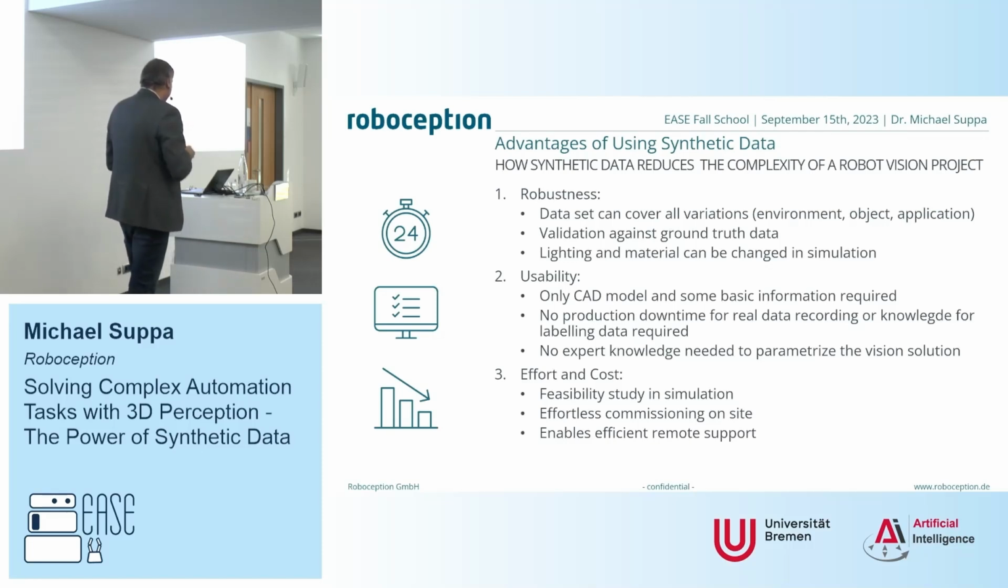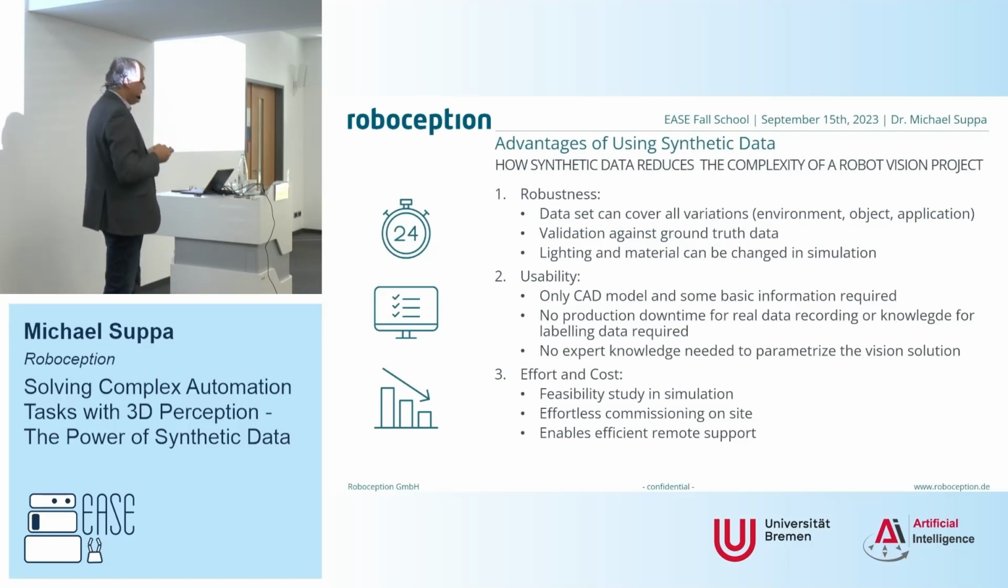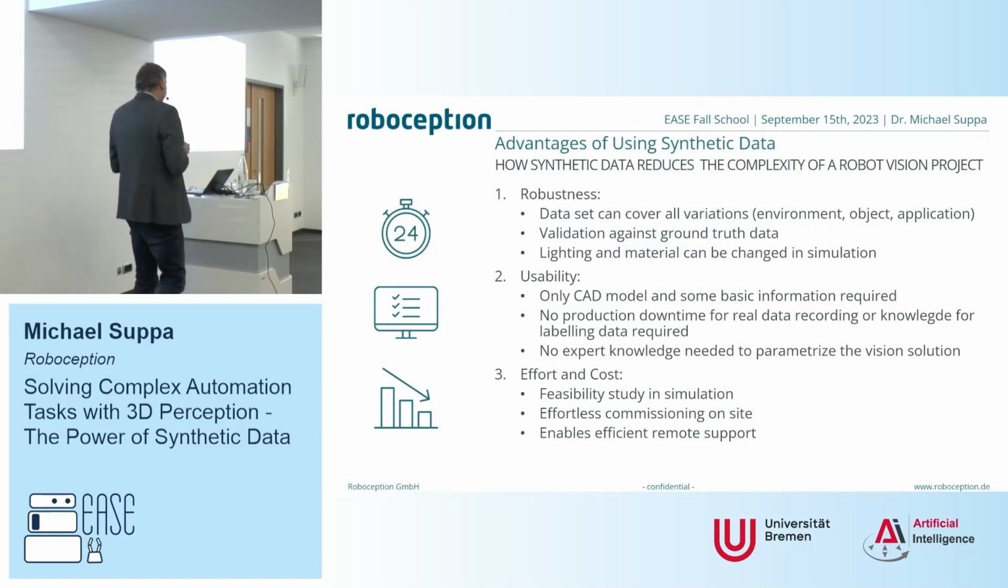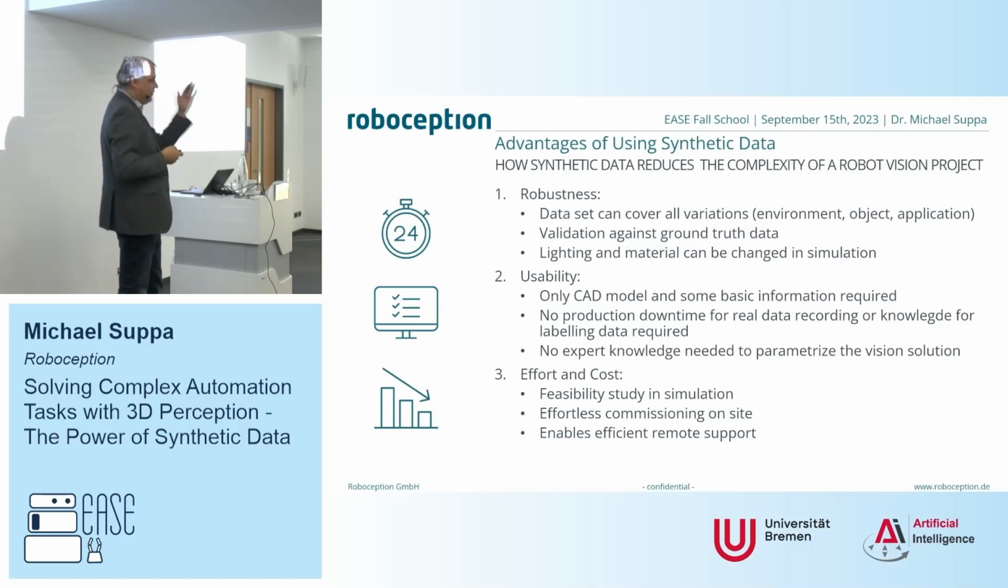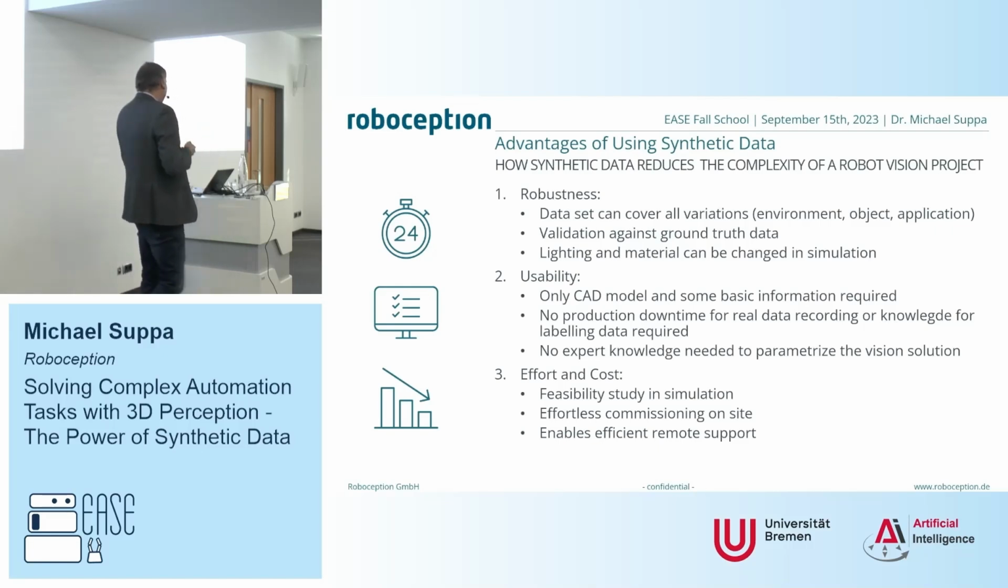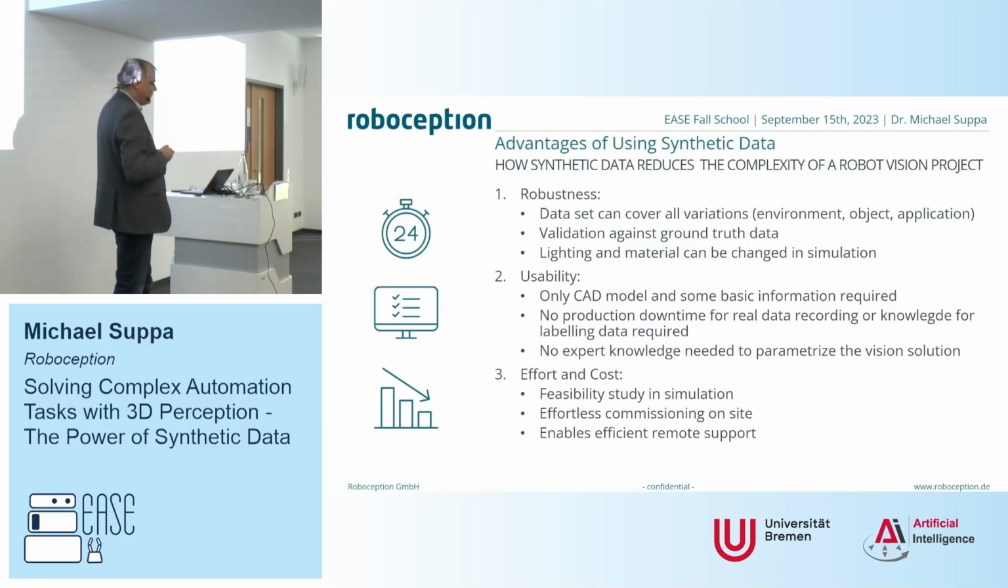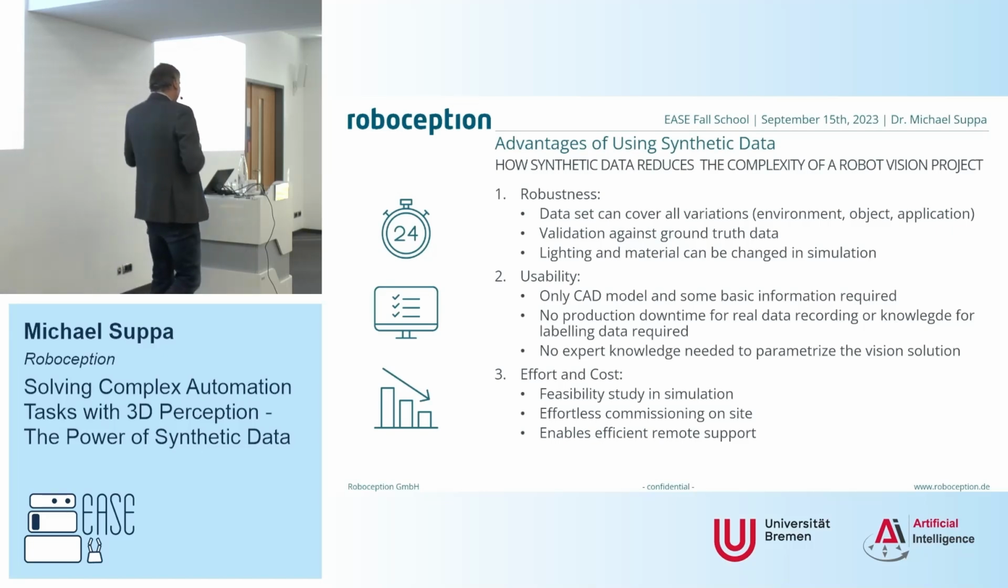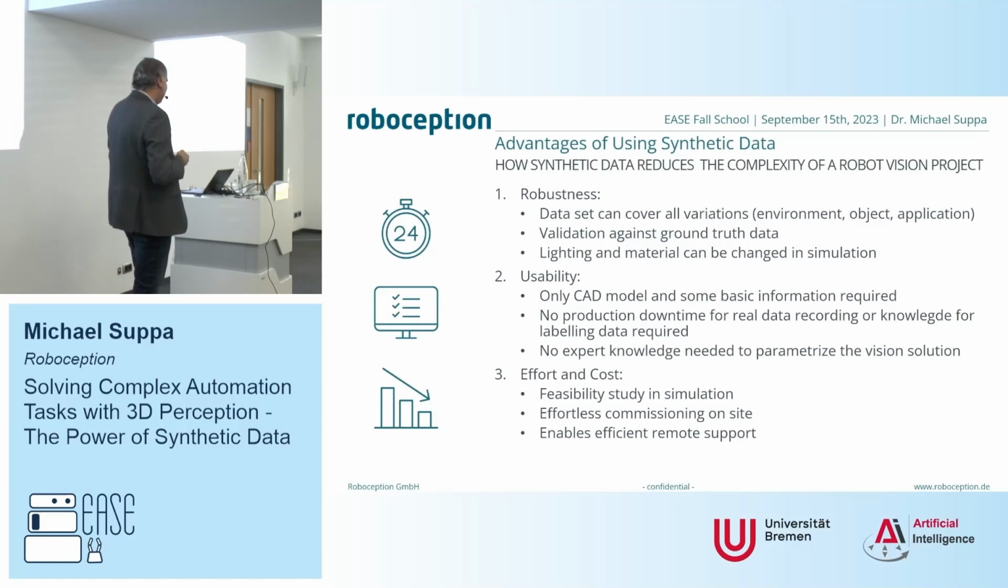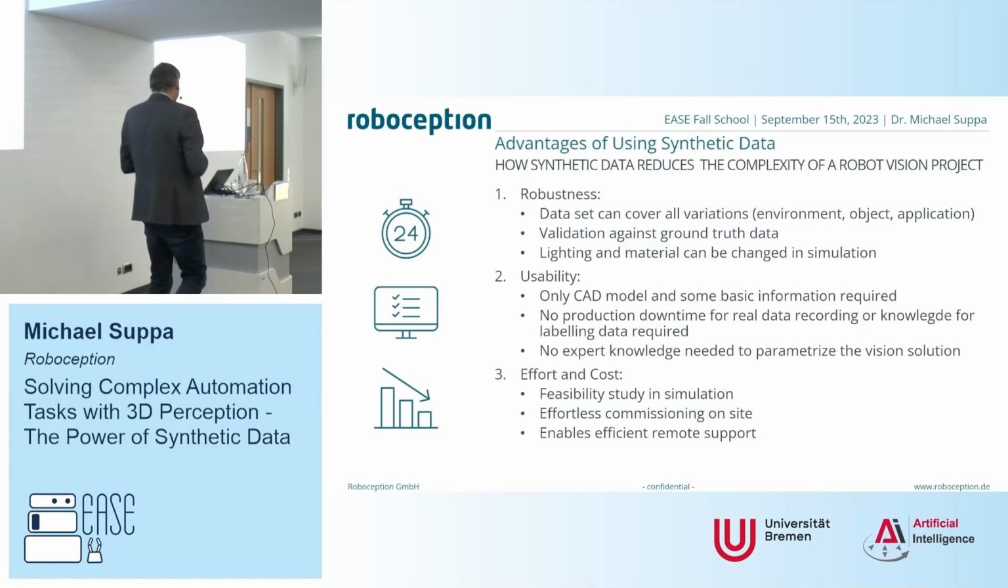How does it help us? It's in robustness, so we can cover all variations in the environment, in the object, in the application. We can validate against ground truth, and we can change the lighting and the material. So we can do all these things that you can't do in real, turning off the light, opening whatever. That is something we can do. We just need the CAD, some basic information, how the task looks like, and we don't disturb our customer in terms of downtime, because we don't have to go there, look for things, and so on. And we don't need any expert knowledge to parameterize, because we get a template and it's basically upload and detect. So that's quite easy for anyone.